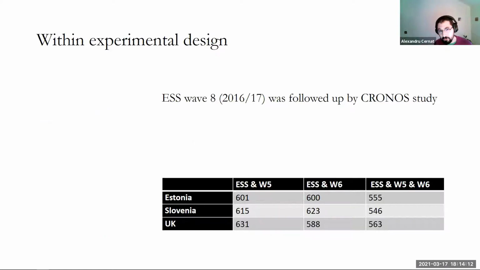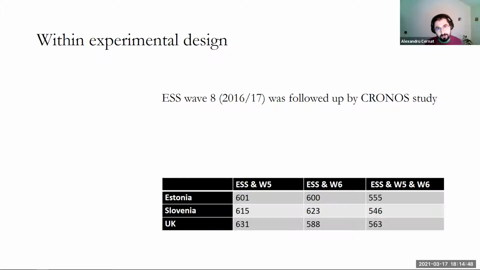Okay, so the data we're going to use is the European Social Survey Wave 8. In Wave 8, they had an interesting design where there was a follow-up study in 3 countries, Estonia, Slovenia, and the UK, where respondents to the ESS were invited to be part of an online study and were followed up, I think, if I remember correctly, monthly with short surveys online. The study is called Chronos. You can see more about it on the website. And it's a very nice design.